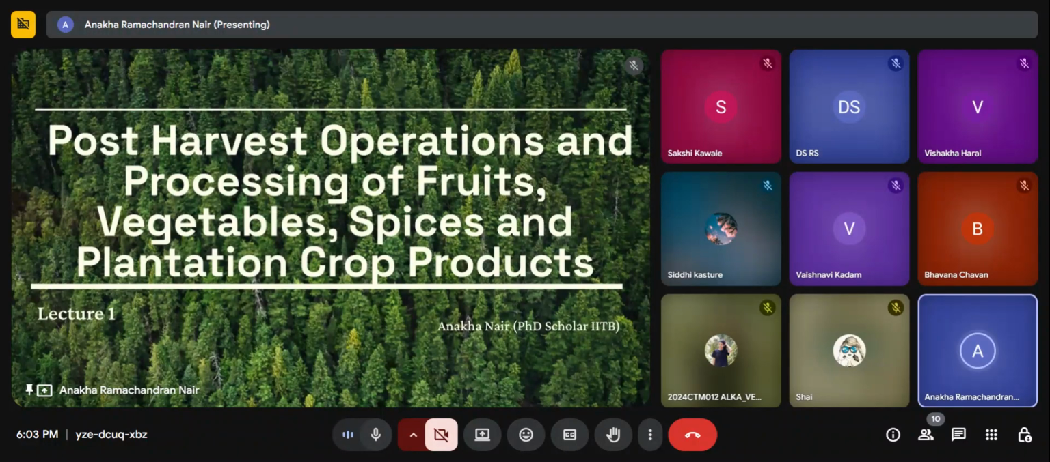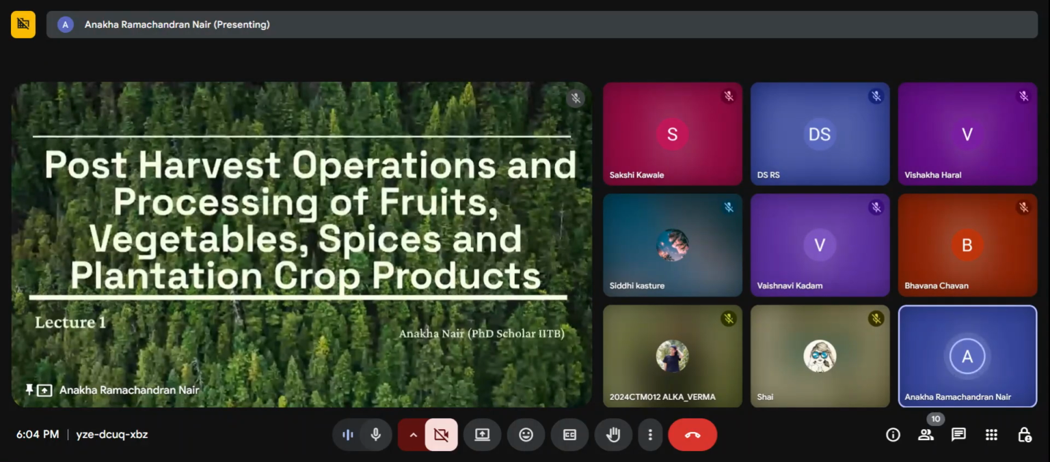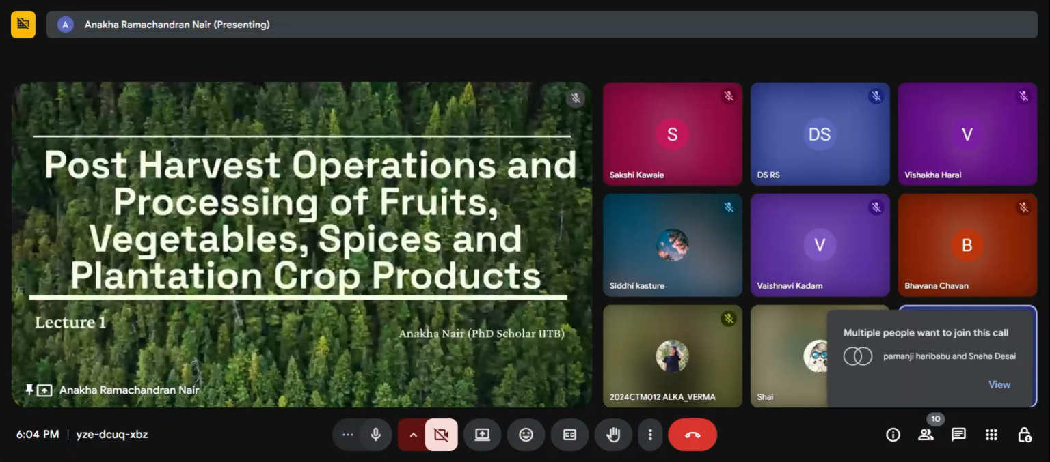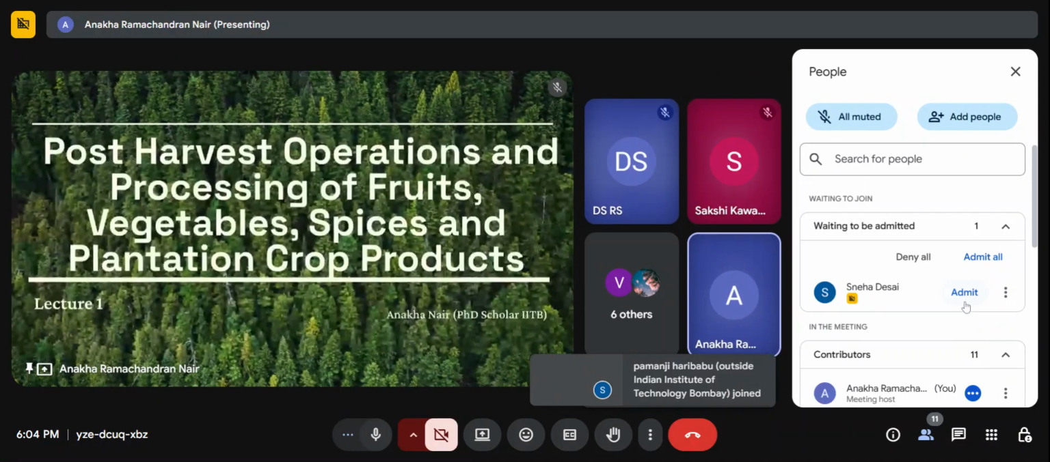All right, I think there are no more people joining and we can start. So, welcome to everyone to this problem solving session for the NPTEL course Post Harvest Operations and Processing of Fruit, Vegetables, Spices, and Plantation Crop Products. Before I start, let me introduce myself. I am Anakha Nair. I'm a PhD scholar at IITB, and I'll be taking these sessions for you.